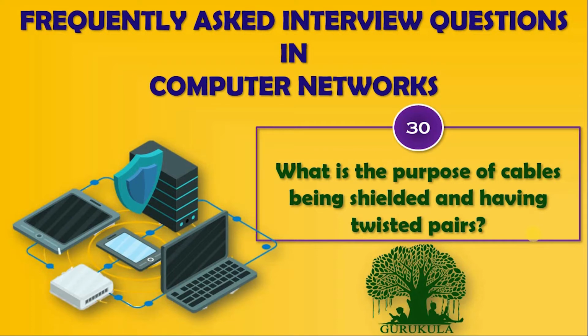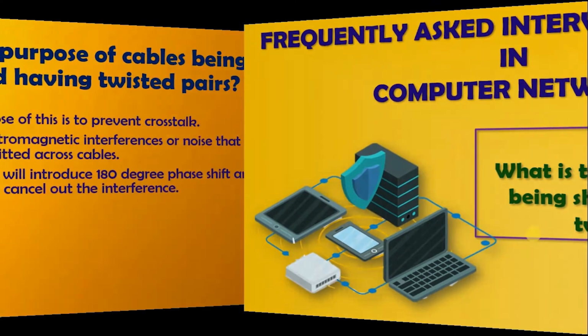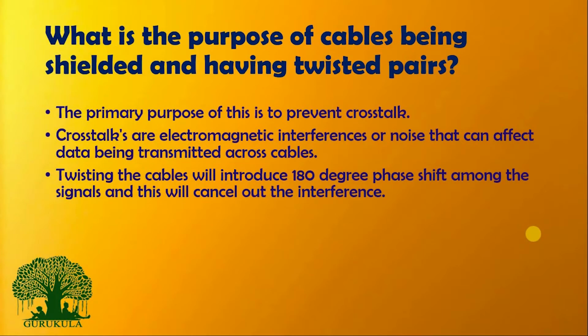I'm Jay. So welcome to another video on frequently asked interview questions in computer networks. So here in this particular video, we will be talking about what is the purpose of cables being shielded and having twisted pairs. So the primary purpose of actually shielding or twisting the pair of cables is to prevent the crosstalk.